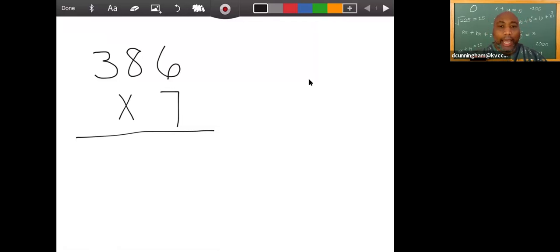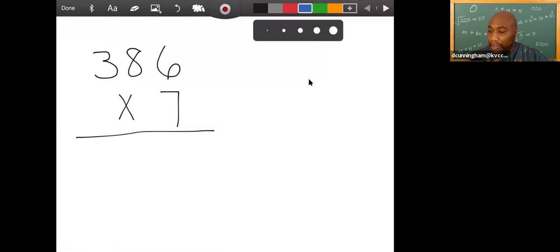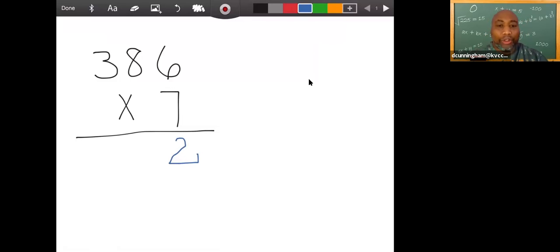So the first thing I want to multiply is the 6 times the 7. And 6 times 7 is 42. We don't write both 4 and 2. We write down like we did in some of our previous lessons. We're going to write down the 2 underneath the 7, and the 4 is going to go on top. So you see in the blue, the 42. We're carrying it on top to the next place value, which is the tens.